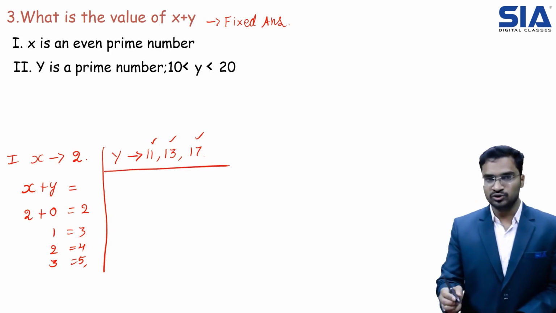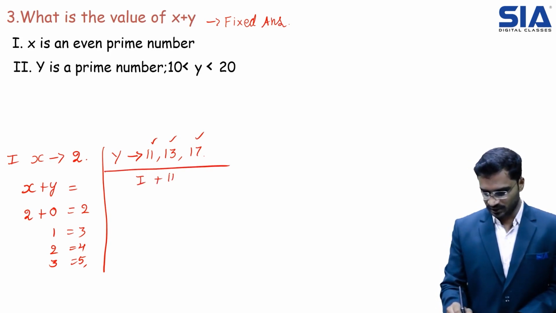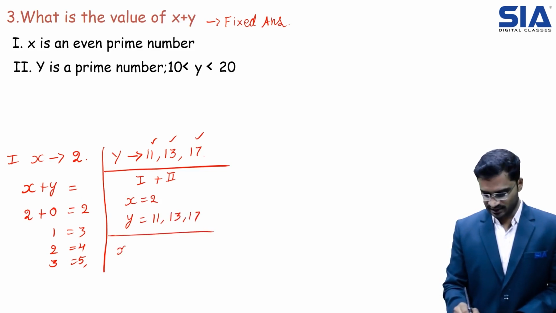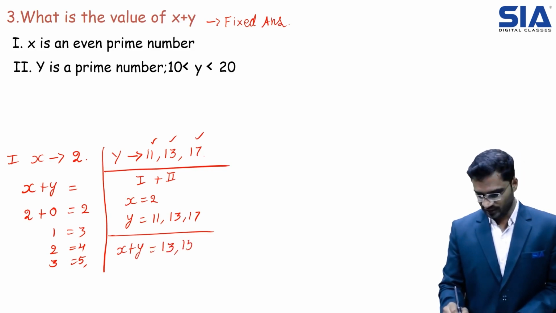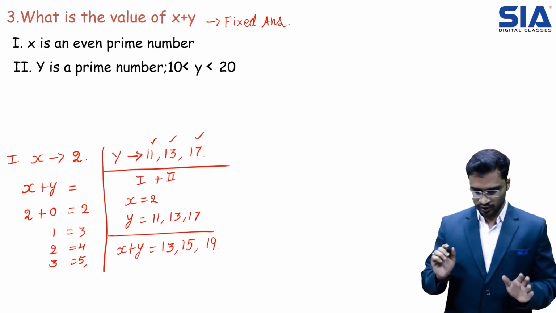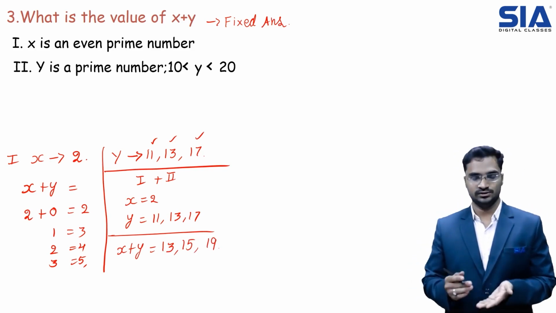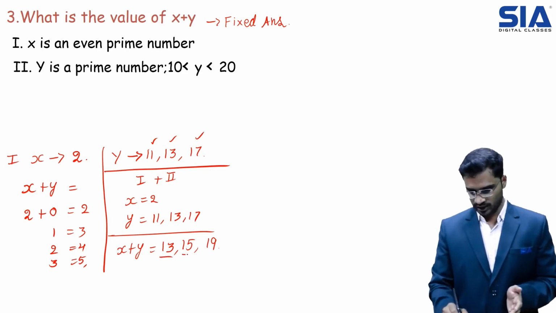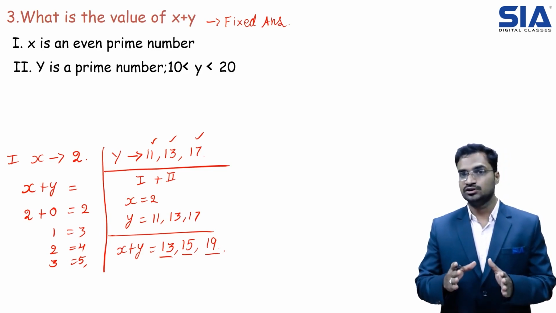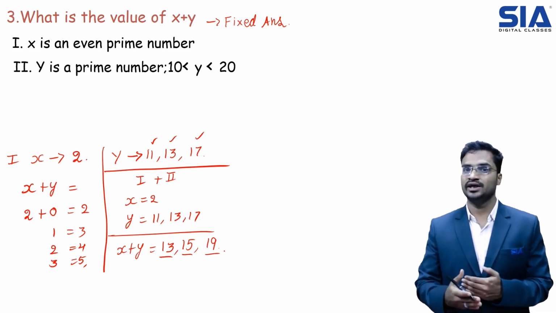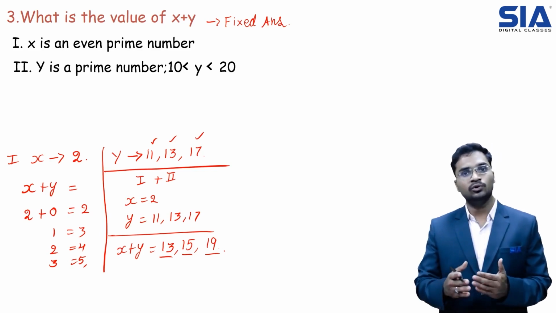Now let us combine both of these statements, statement 1 and statement 2. Statement 1 says that x is equal to 2. Statement 2 says that y is equal to 11, 13 and 17. So if I add x plus y, one time I am getting 13, then 15, then 19. So here the x plus y value is not fixed. We are not getting a fixed answer after combining both of these statements also.